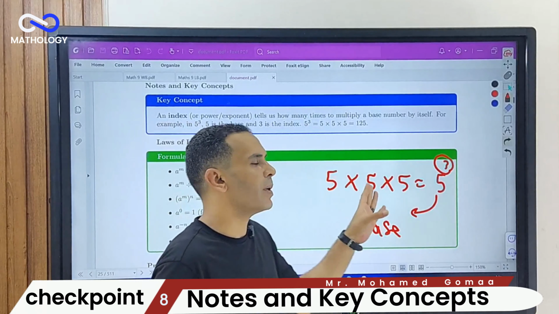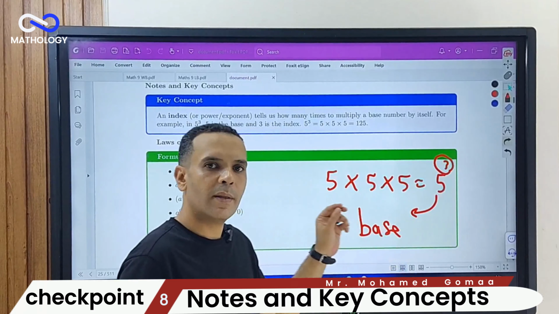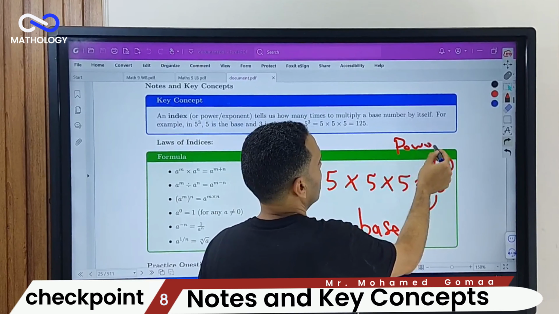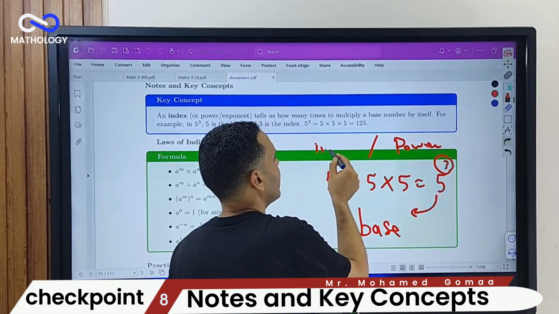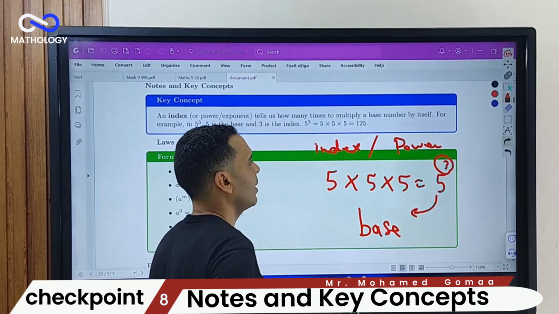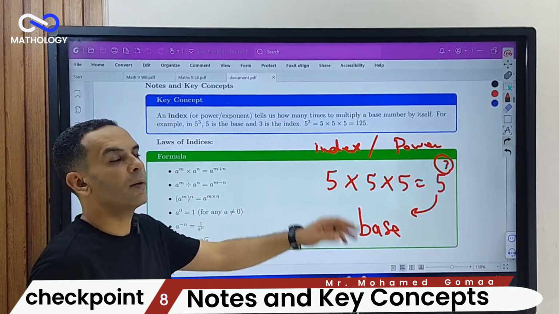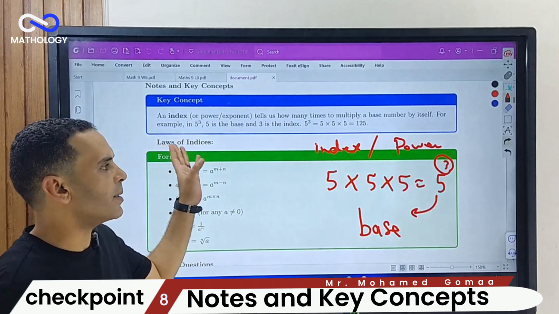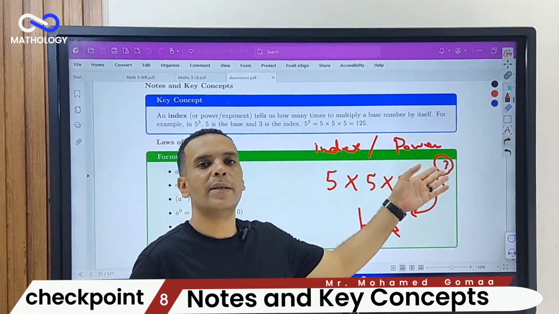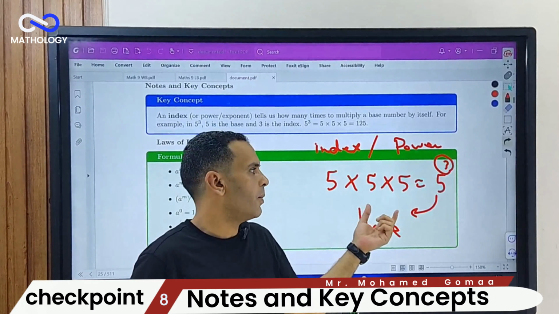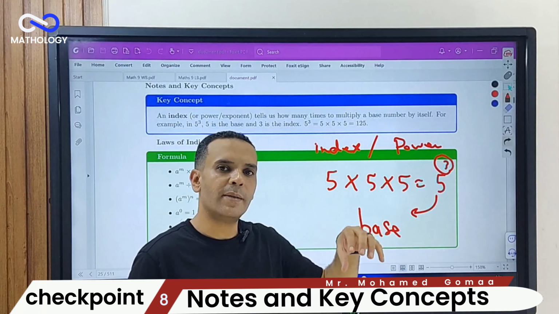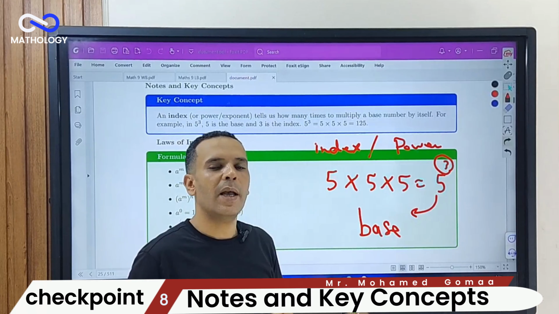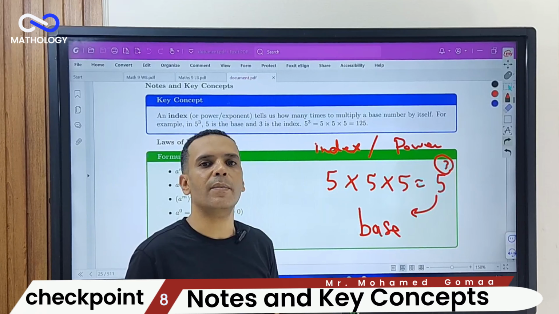And this number expresses how many times you multiply the number by itself. How many times do you multiply 5 by itself? This is the power. Power, or exponent, or index; the plural is indices. Index is the singular of indices. We have the base, which is the number itself, and the power, which expresses how many times you multiply this number by itself.